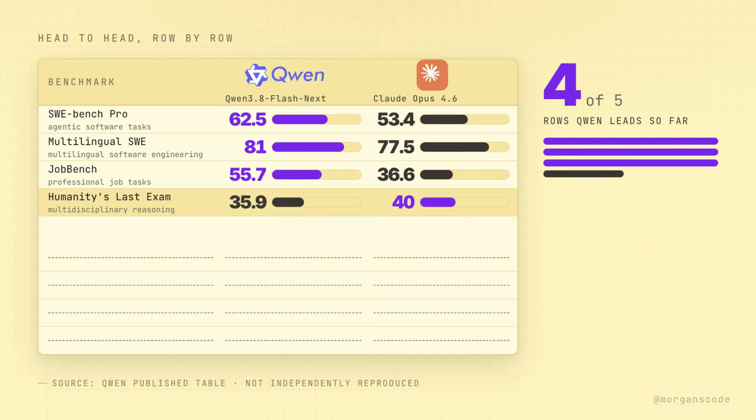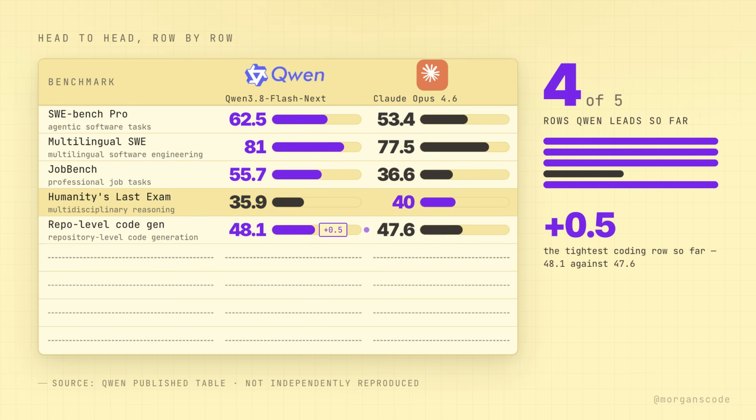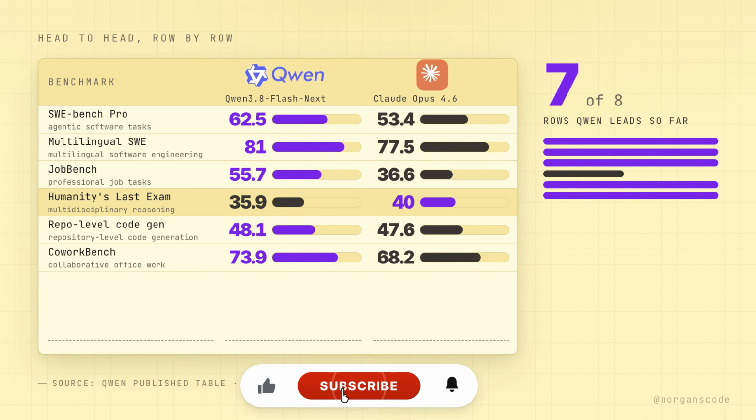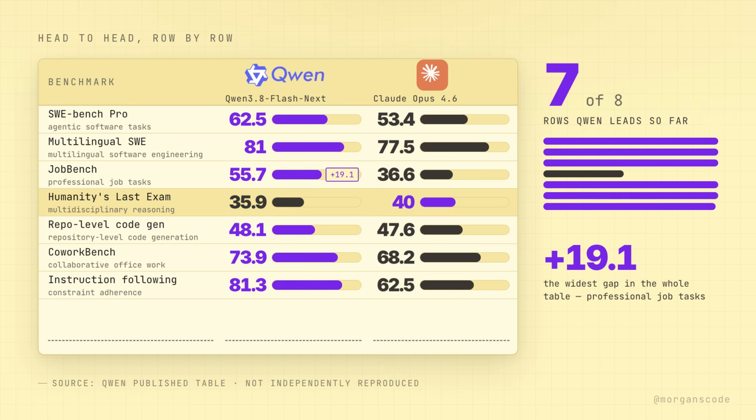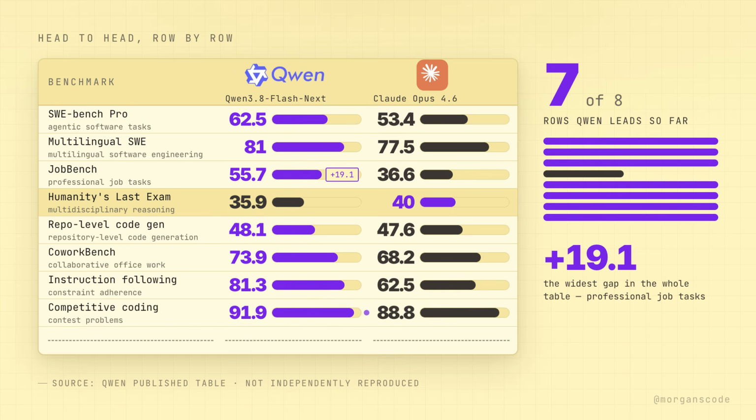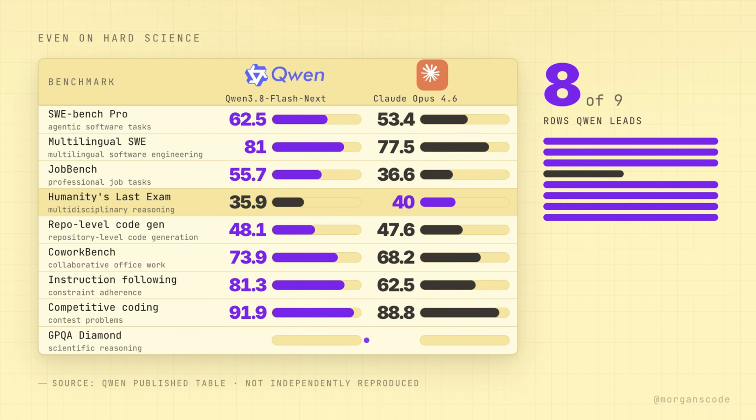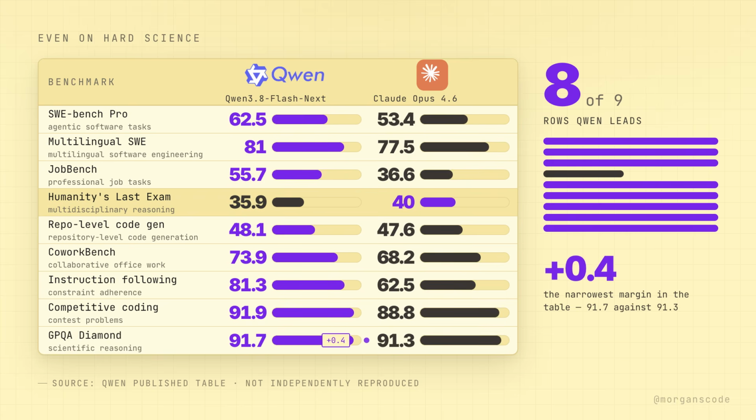SWE-bench Pro, 62.5 versus 53.4. Multilingual Software Engineering, 81 versus 77.5. Repository-level code generation, 48.1 versus 47.6. CoWorkbench, 73.9 versus 68.2. JobBench, 55.7 versus 36.6. Instruction following, 81.3 versus 62.5. Competitive coding, 91.9 versus 88.8. Even on GPQA Diamond, a difficult scientific reasoning benchmark, Qwen narrowly leads 91.7 to 91.3.